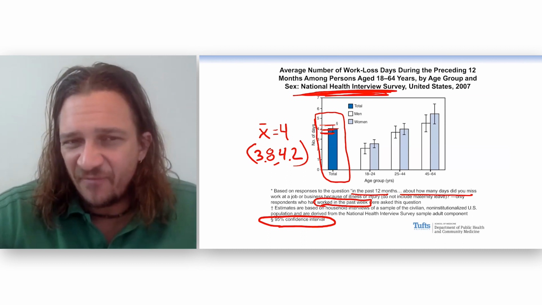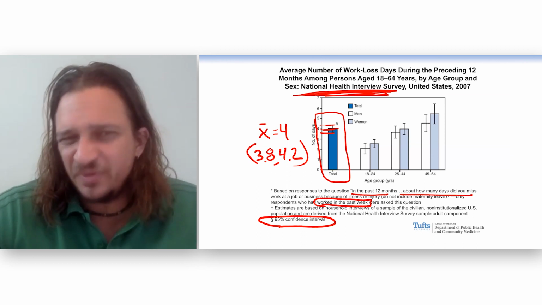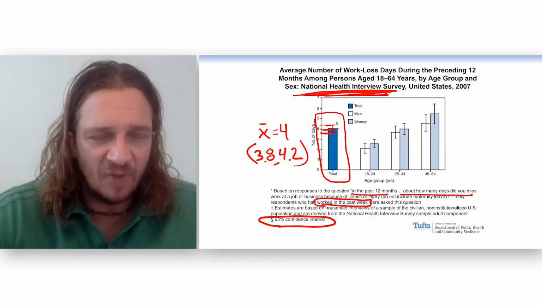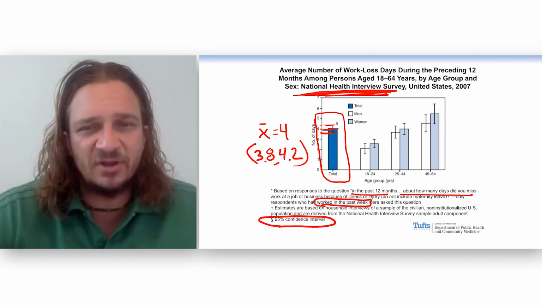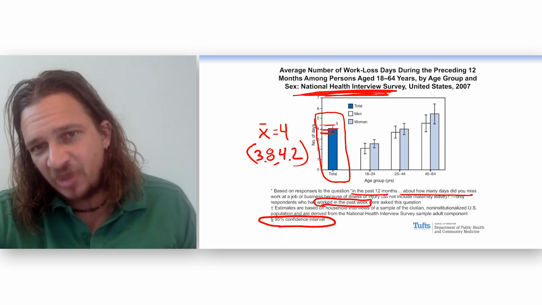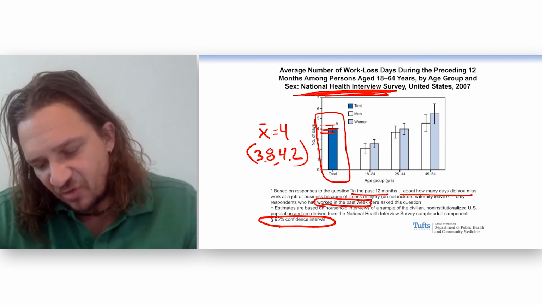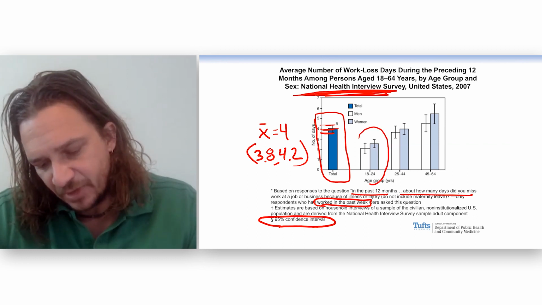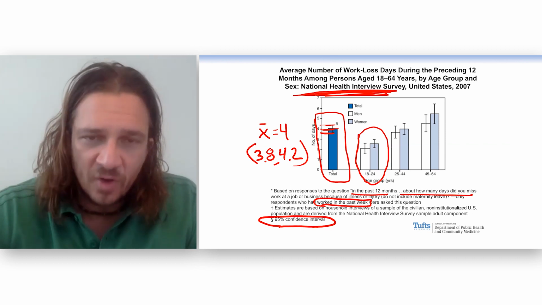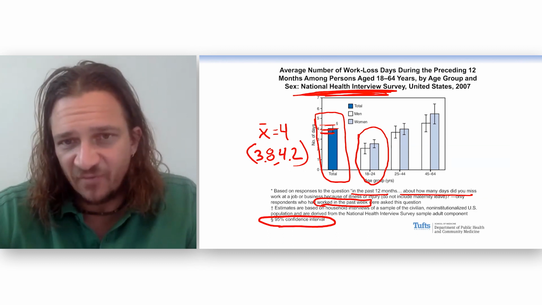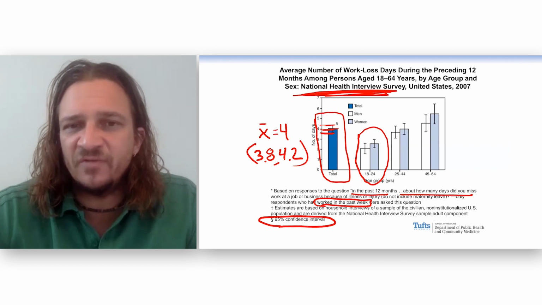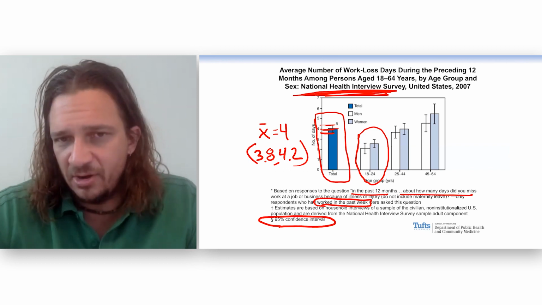Between 3.8 and 4.2, if the truth is 3.8, are you going to behave very differently than if it's 4.2? Not really, right? We get a pretty good sense of what the truth is. Now, I want you to look for a second at this group of people right here, age 18 to 24. Notice that they miss fewer days of work because of illness or injury, but also notice that the confidence interval is a little bit wider.